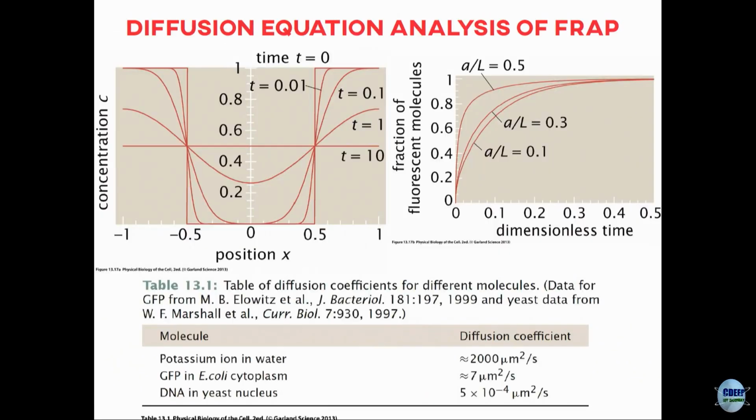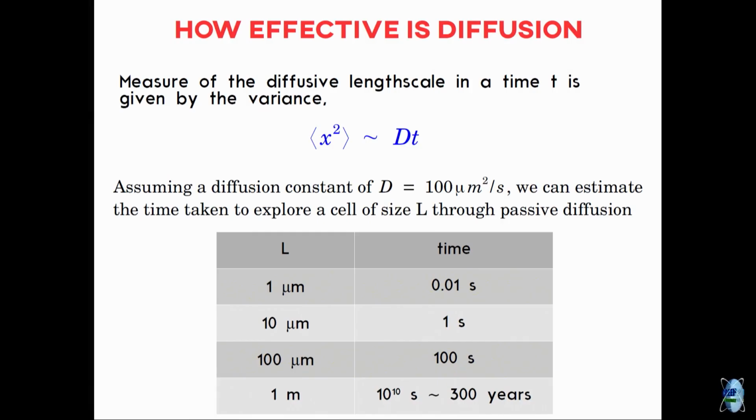Actually, I think I have that slide in a different context, but it's good to show. How long does it take to sample a region of length x? Roughly, x squared goes as Dt. So, if your length scale is of the order of 1 micron, it takes 0.01 seconds. If your length scale is of the order of 10 microns, it takes around 1 second, and so on. So, to reach the steady state of this FRAP experiment, you will have to wait on the time scale of some seconds, because your cells are of the order of 10 microns, 30 microns, something like that. That would be one interpretation.